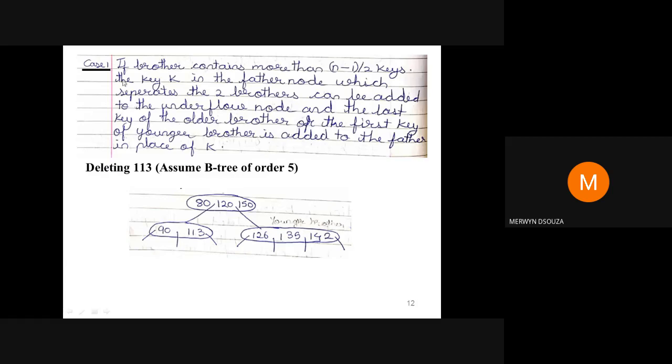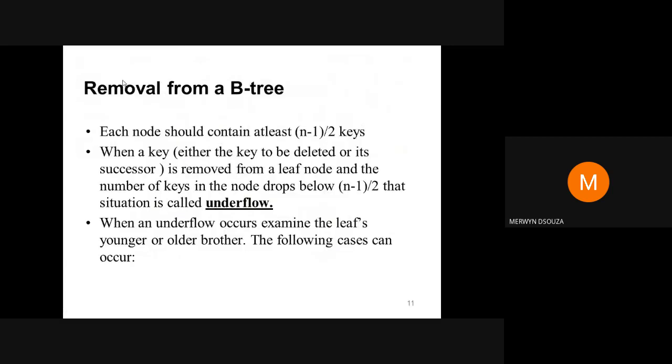So the first case is, these cases are to be done only when underflow occurs. Please note, they are not to be done otherwise. If there is no underflow, do not apply the cases. An underflow situation is when the number of keys drops below (n minus 1) divided by 2. That situation is called underflow. When underflow happens, then you apply the cases. Otherwise you don't need to apply the cases.